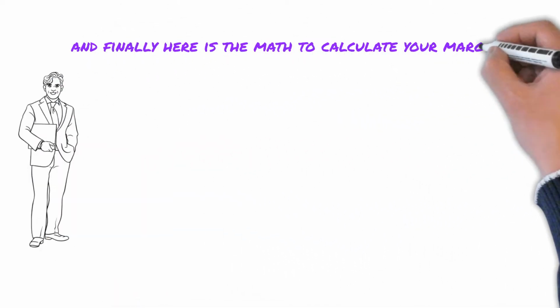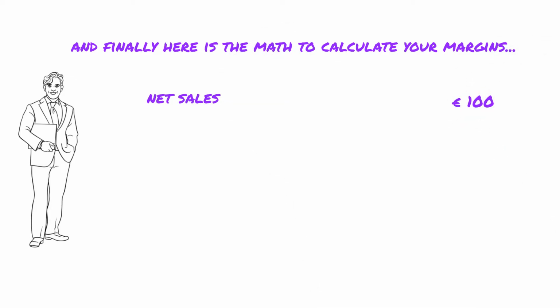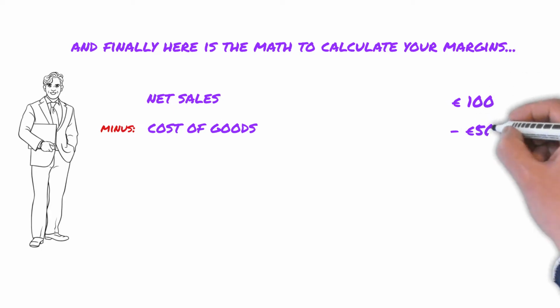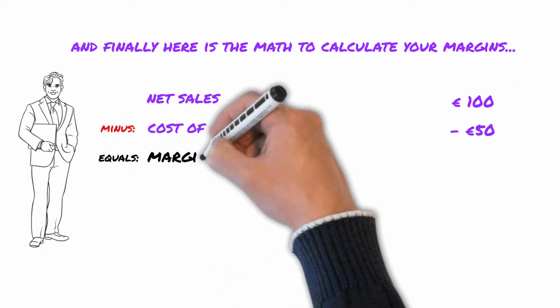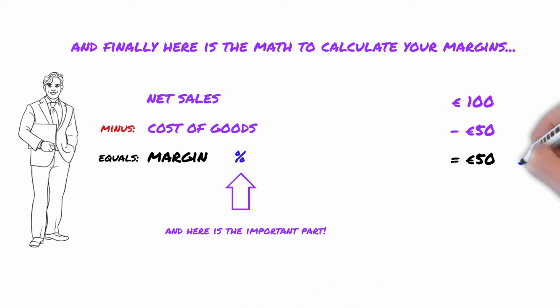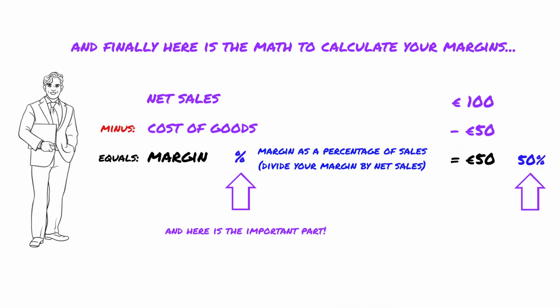And now the complex math. Net sales minus cost of goods equals your margin. And here's the important part. Calculate your margin as a percentage of net sales. In other words, divide your margin by the net sales. It is a percentage value that you use to compare and discuss margins. One more important thing, this is not your profit.